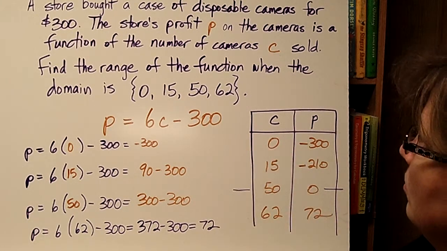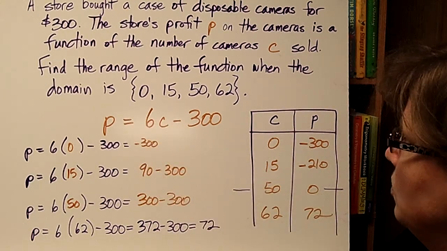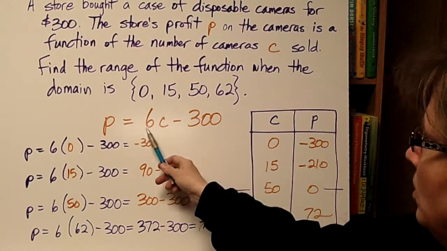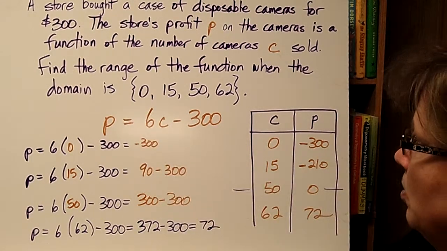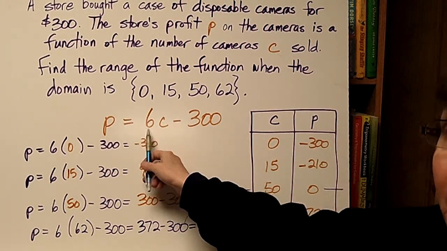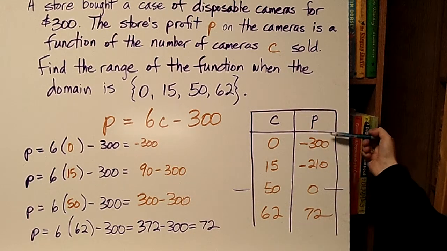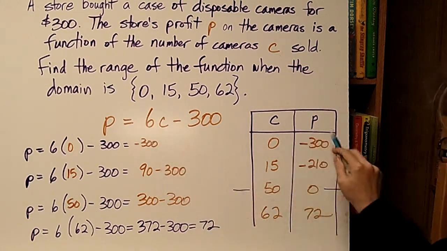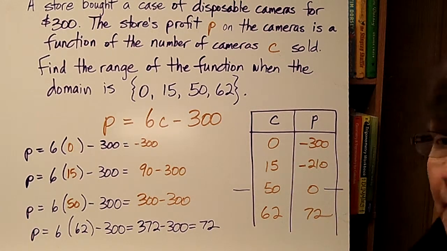So this type of function is very helpful in getting simple profit. If you spend so much on your inventory, you always have to take that away from the number of cameras that you sold. 6 in this case would represent how much they're selling the camera for. If they wanted their profit to come at an earlier time, they could charge more per camera. And then they could figure out, gee, I don't want to have to sell 50 of my cameras. Maybe I could sell fewer of them and make money quicker.